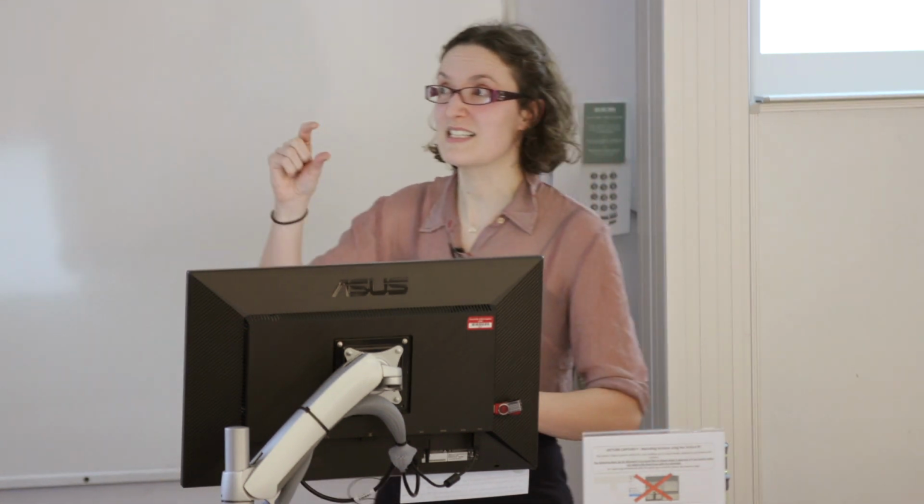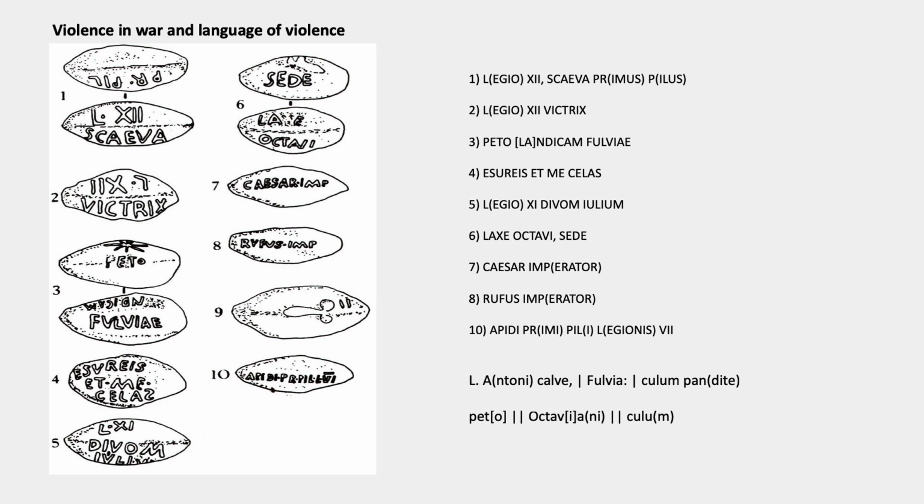Could anyone make out any of the writing on the bullets, by the way? Yes, the one that actually says Caesaris imp, which is this one here, which literally means Caesar Imperator. Does anyone know who this is? Augustus, exactly. Or, as we call him, Octavian. But at this time, he's calling himself Caesar, Imperator, successful general.